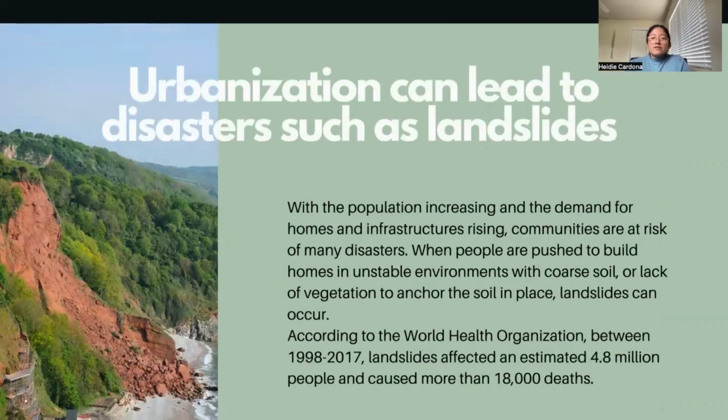Urbanization can lead to disasters such as landslides. So with the population increasing and the demands for homes and infrastructure rising, communities are at risk of many disasters. When people are pushed to build homes in unstable environments with coarse soil or lack of vegetation that anchors the soil in place, landslides can occur.